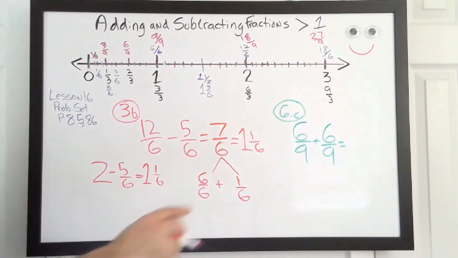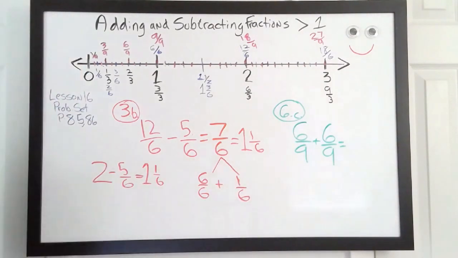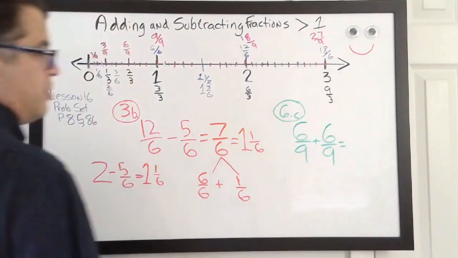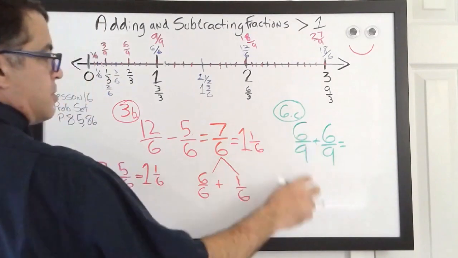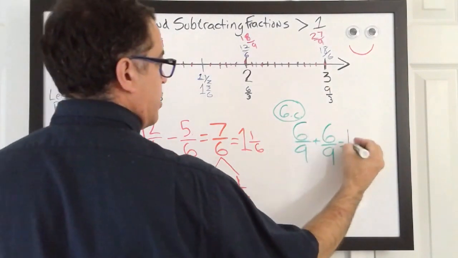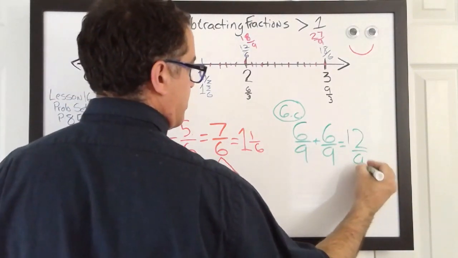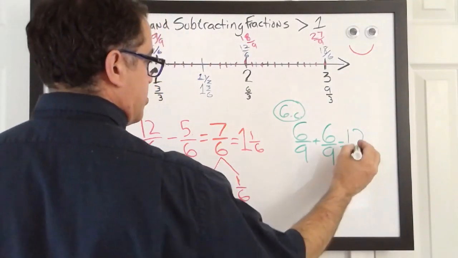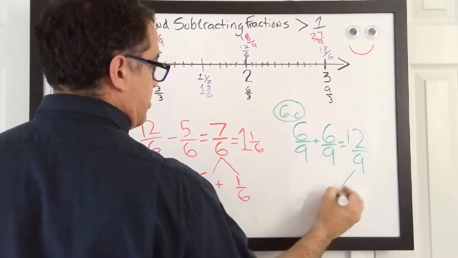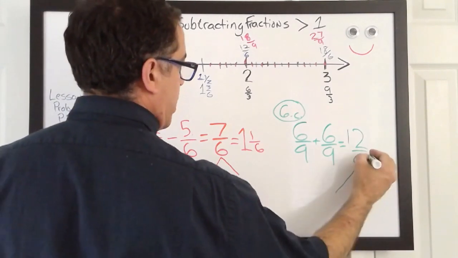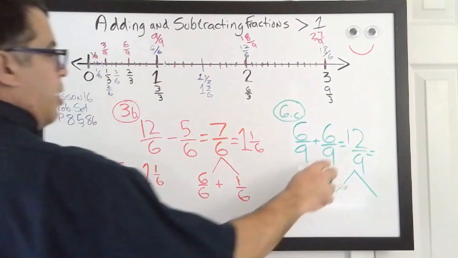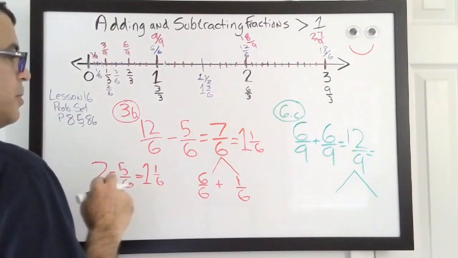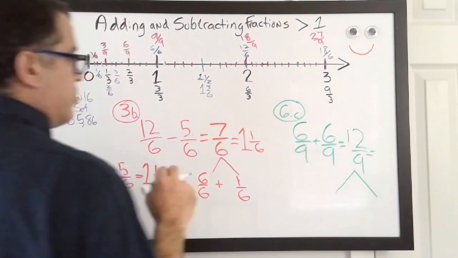Alright, let's go over here to our ninths. This is 6C on page 86. I'm going to use green, and we're going to add the top. That's all we have to do right off the bat. 6 plus 6 is 12 ninths. Okay? Now, let's simplify this answer, 12 ninths. What does that really mean? Well, how many whole numbers are here? How many sets of 9 are there in 12?